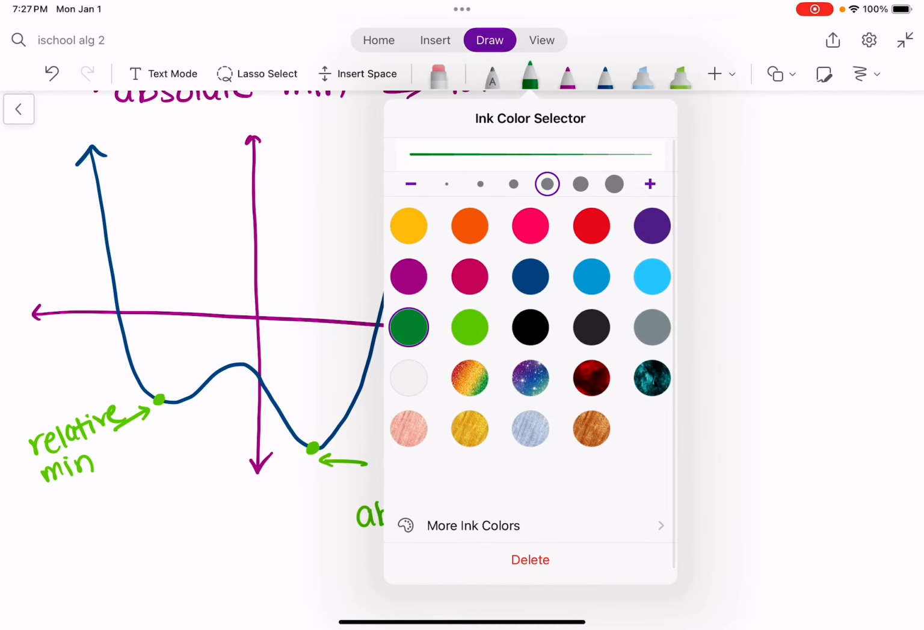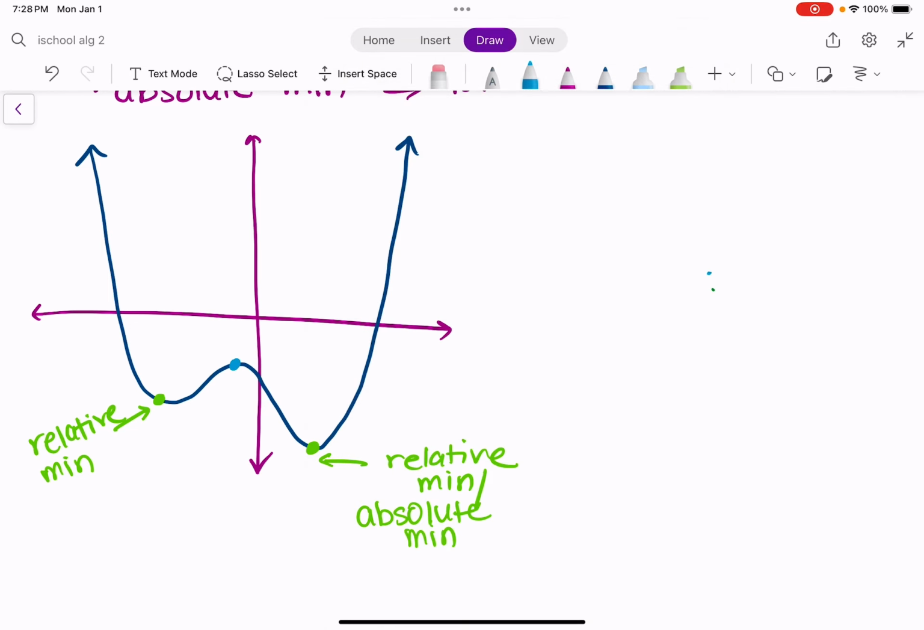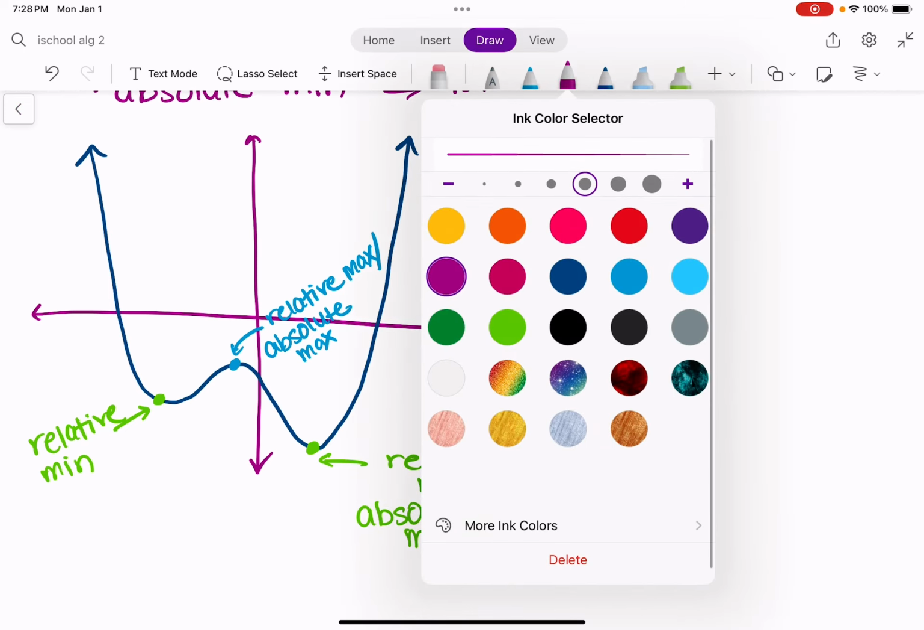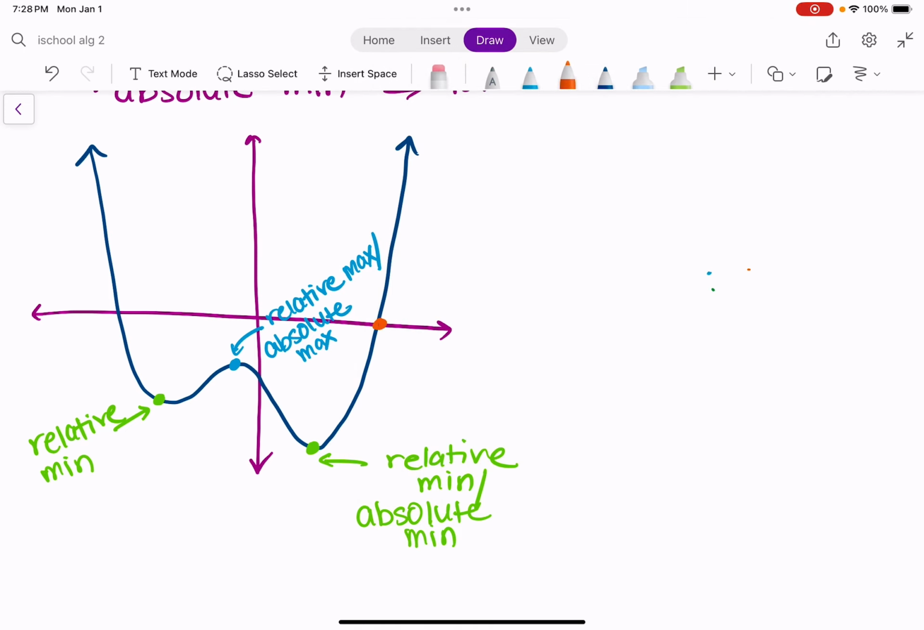We have one maximum. Let me change the color. Here, right here, we have our maximum. So this is not only a relative max, but it's also an absolute max because there's only one. In addition, we should know this by now, but we can also show where our zeros are at. There's a 0 here and there's a 0 here. These are anytime the graph crosses the x-axis. So zeros, zeros.